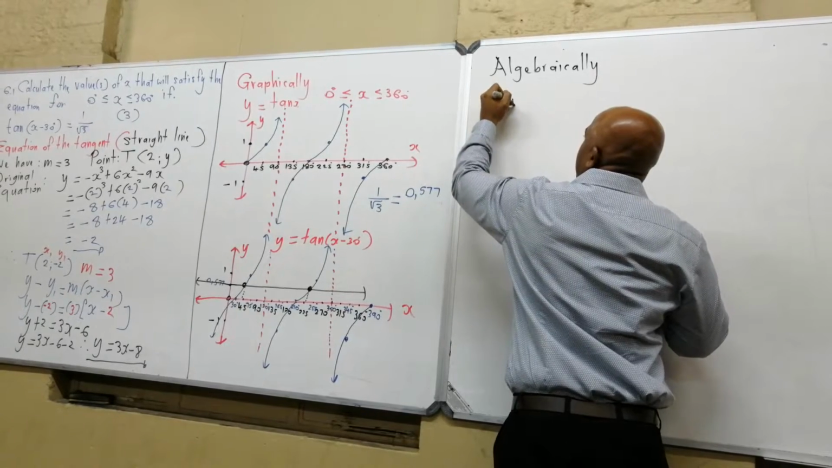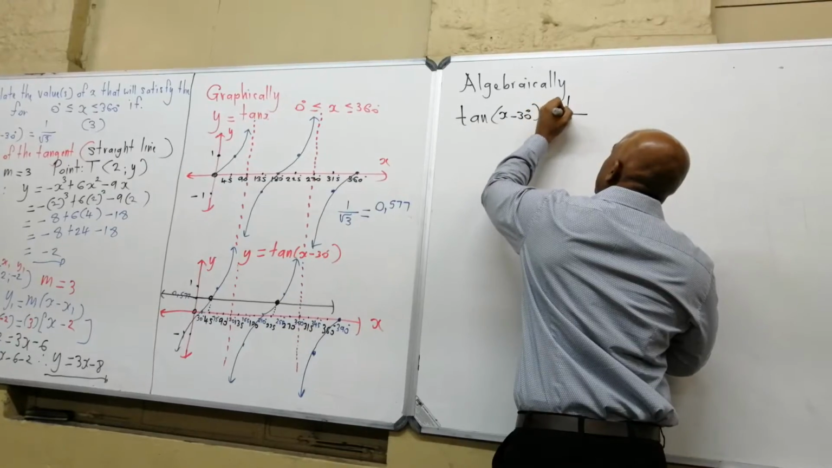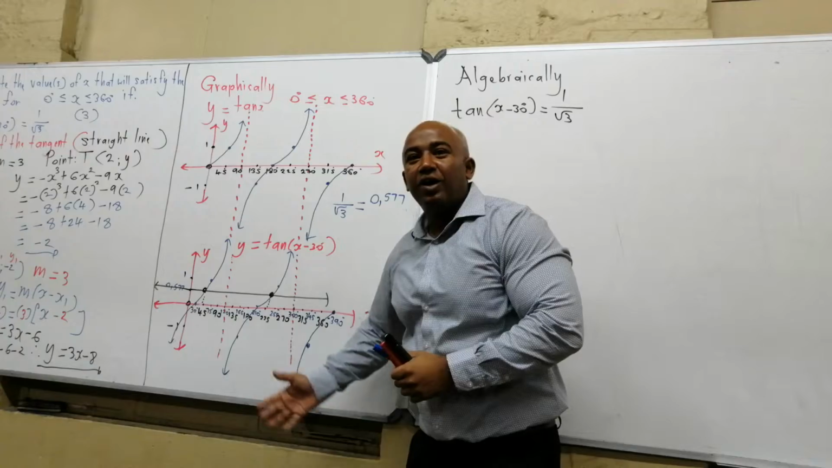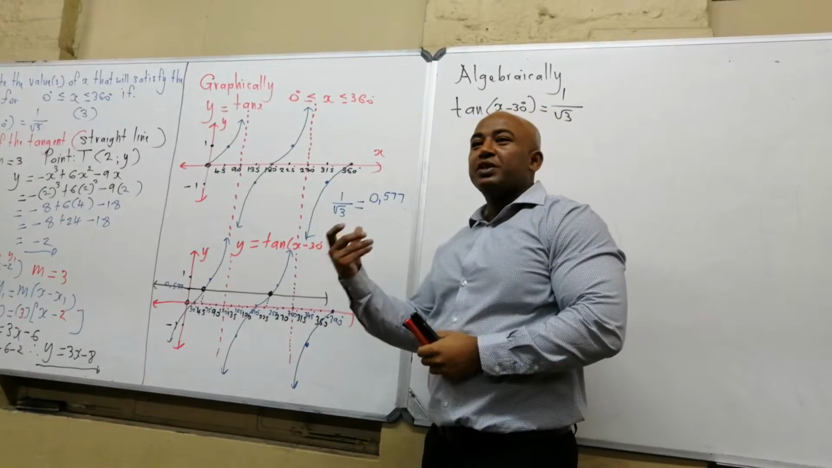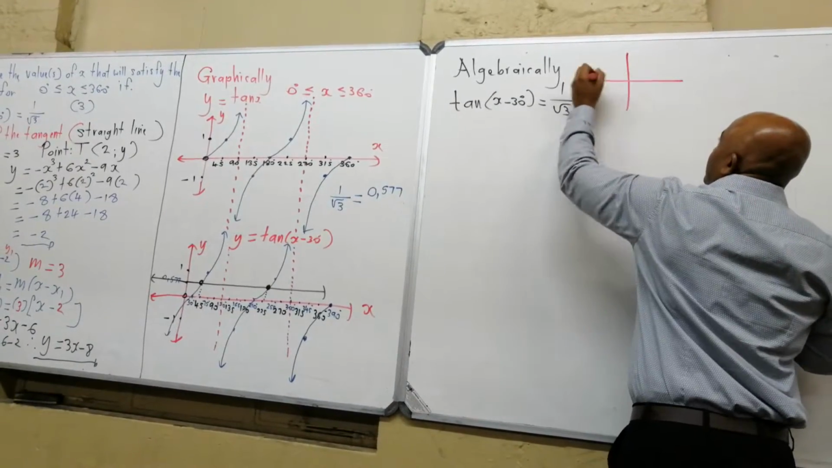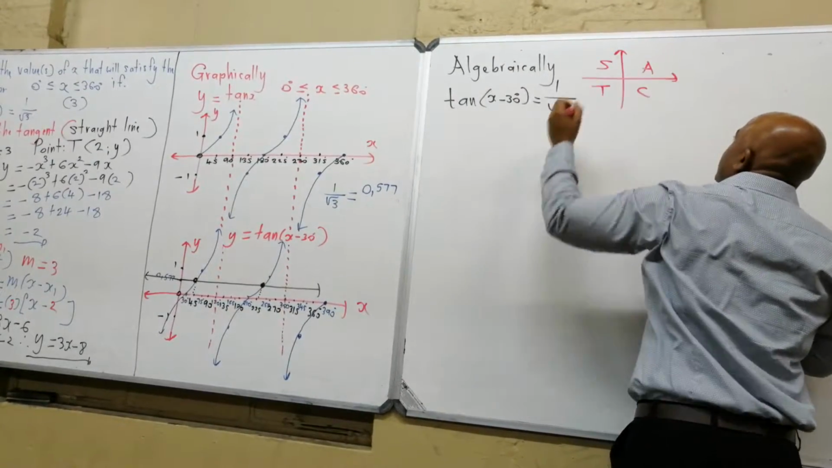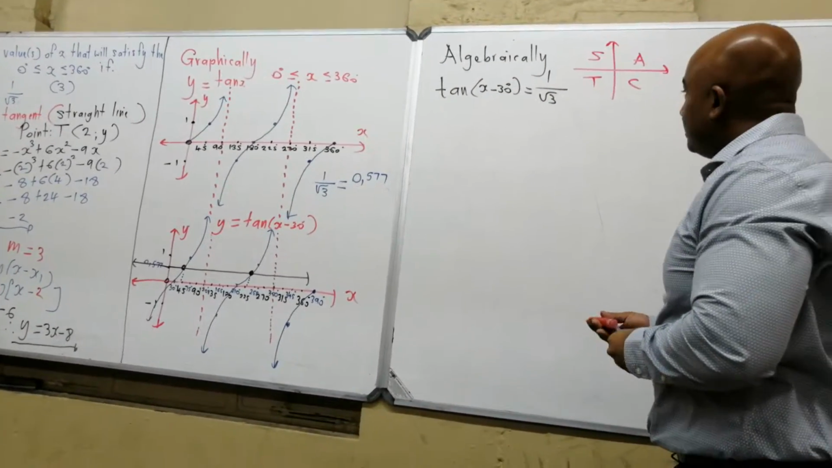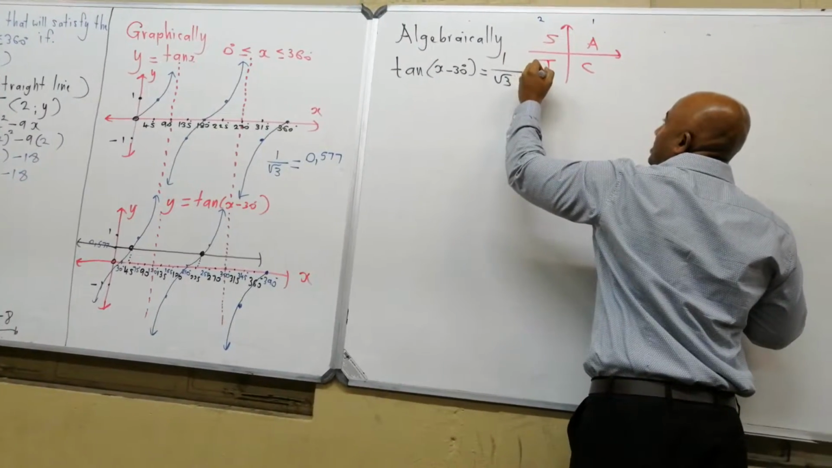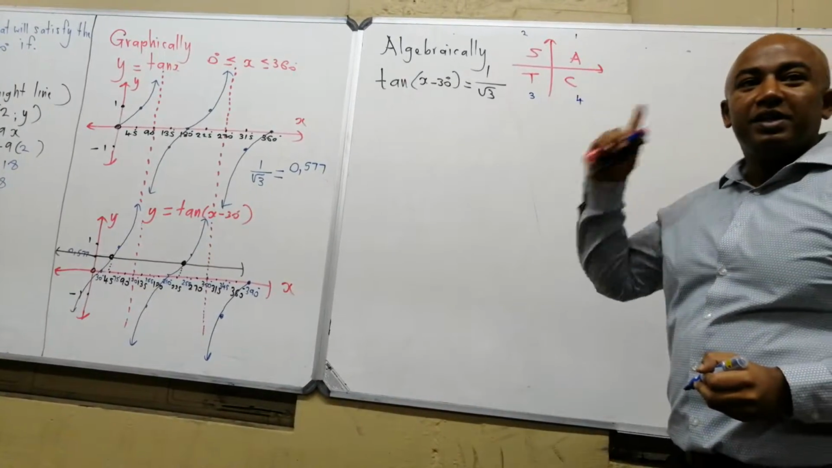So we got tan of x minus 30 degrees is equal to 1 over root 3. So now, let's say you forgot how to sketch a tan graph. But what you remember is the shortcuts. The shortcut is to draw a CAST diagram. So that will be C, A, S, T. So you know that this is the first quadrant, this is the second quadrant, that's the third quadrant, that is the fourth quadrant. The CAST diagram must be in your head.